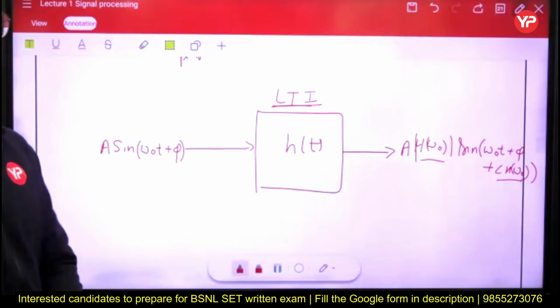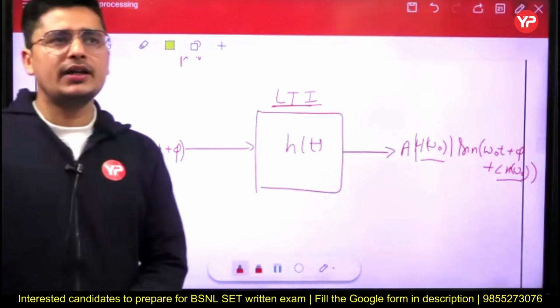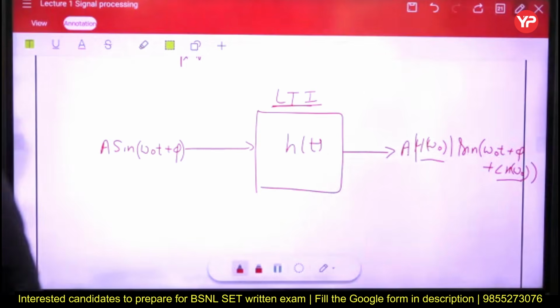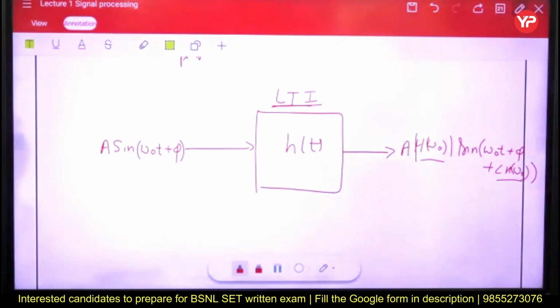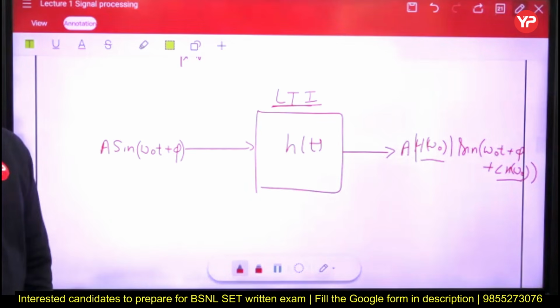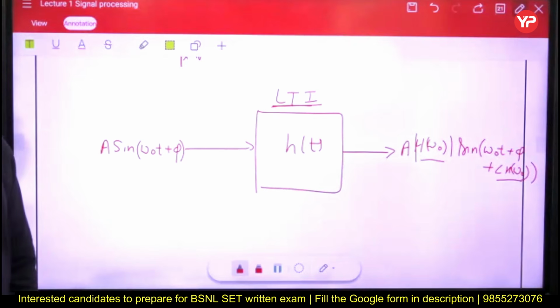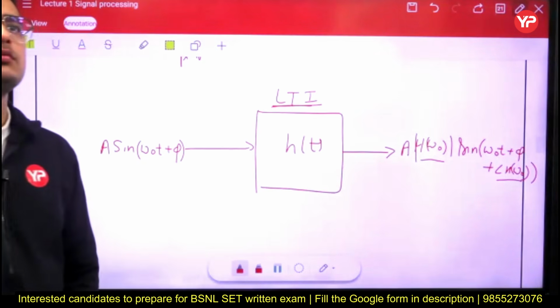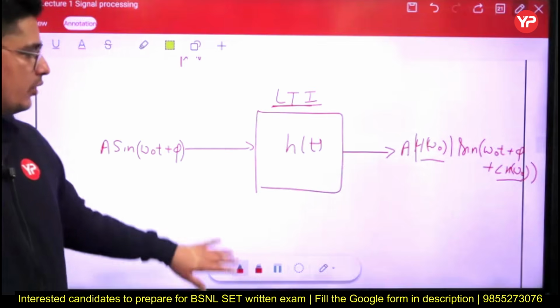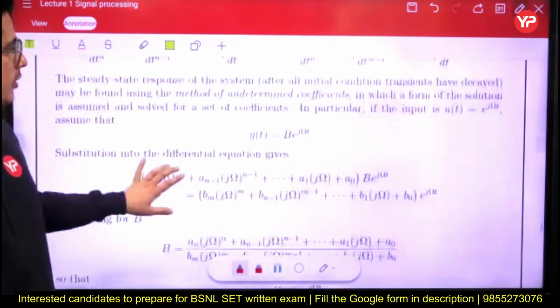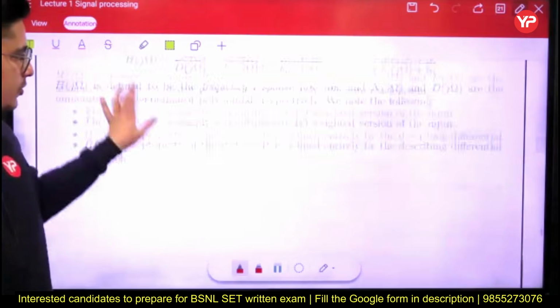Any doubt in this one? Or should I repeat anything? Yes, please. I think it's clear to everyone. Okay. So that will be your sinusoidal response of the system.